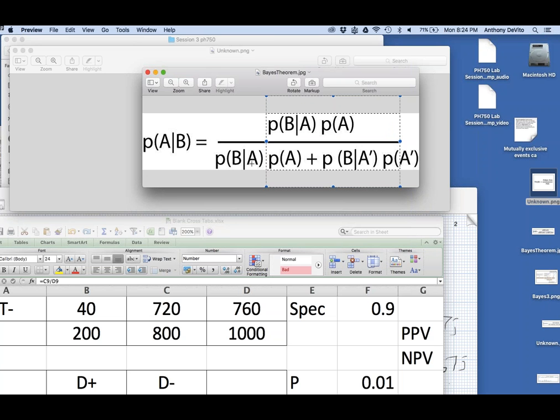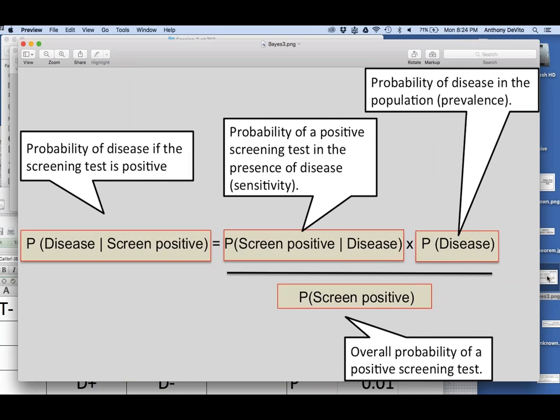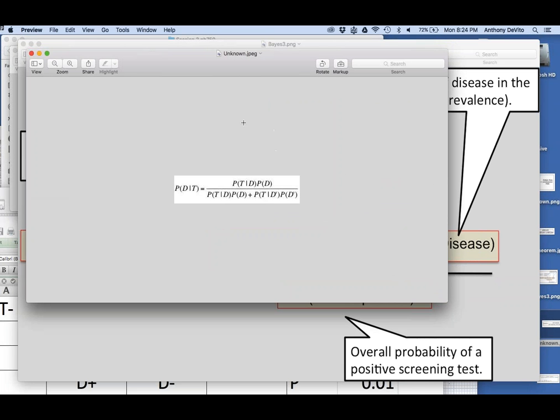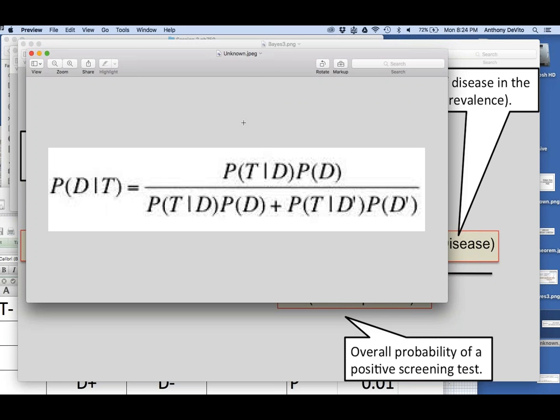So this is all the positive tests, and these are the people that actually have the disease up here. If I take this whole thing and actually turn it into a formula, it looks something like this. Maybe this is a better view of it. Let me blow that up.